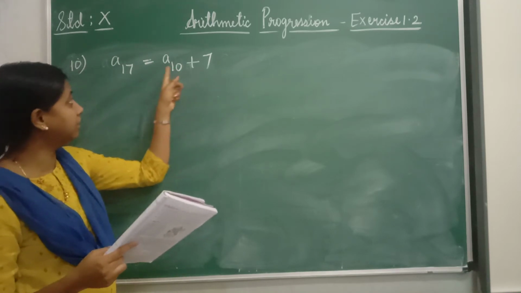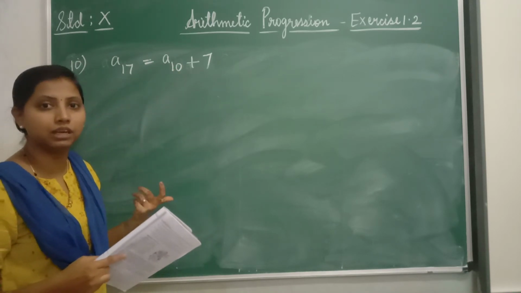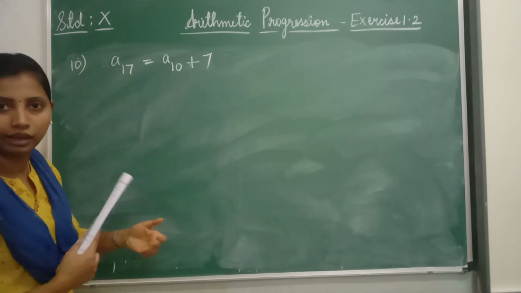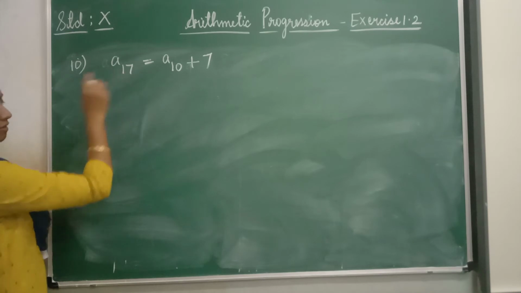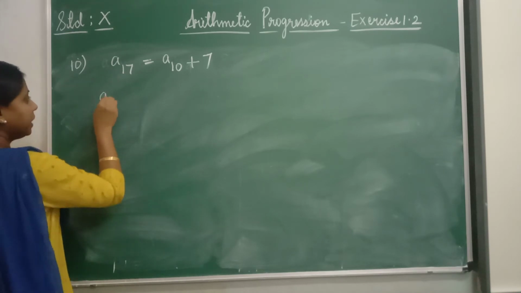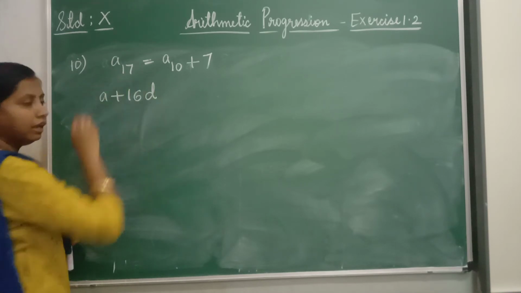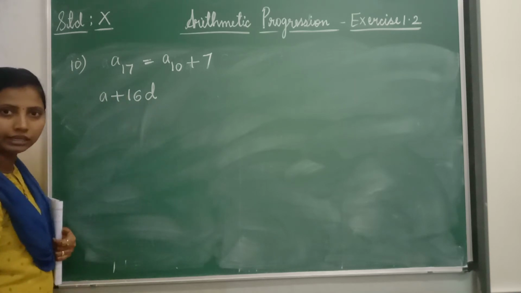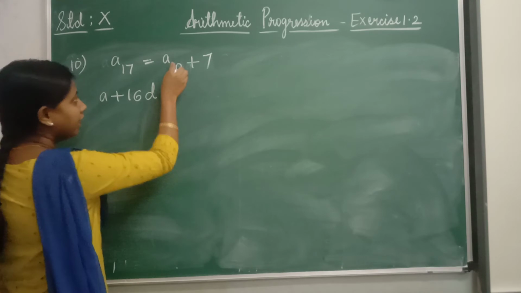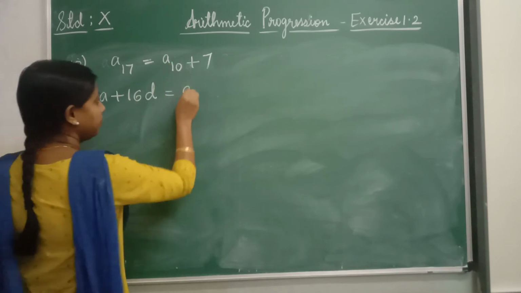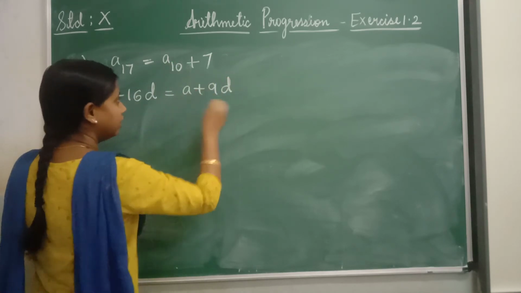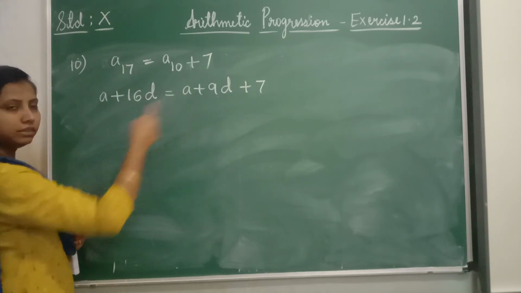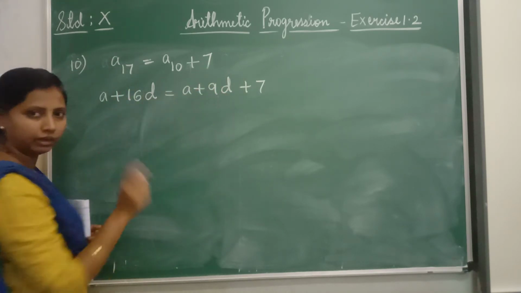Now you have to find the common difference. So where is D here? To find D, simplify A17 and A10. A17 can be written as A plus 16D. How will you get the 17th term? By the standard form, A plus 16D. The 10th term is A plus 9D, and plus 7 as it is. Now simplify this equation to get the value of D.